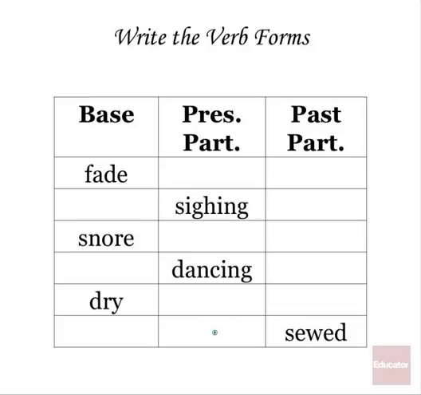All right. You've learned the rules for forming the basic verb forms. See if you can fill in the missing forms on this chart. Take a good look. We've got the base forms fade, snore, and dry. The present participles sighing and dancing, and the past participle sewed. See if you can figure out what goes in the blanks.